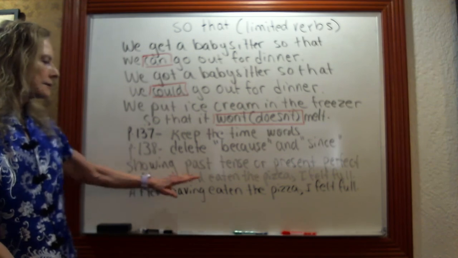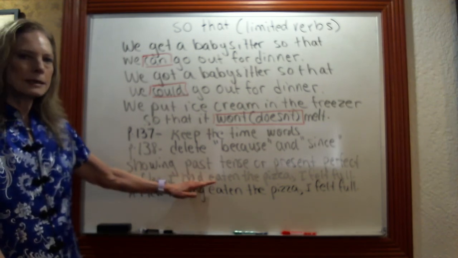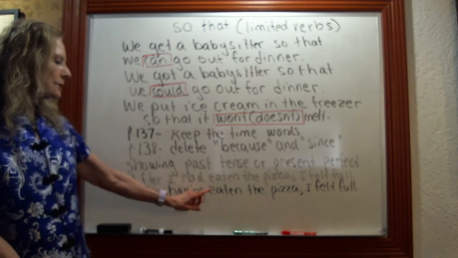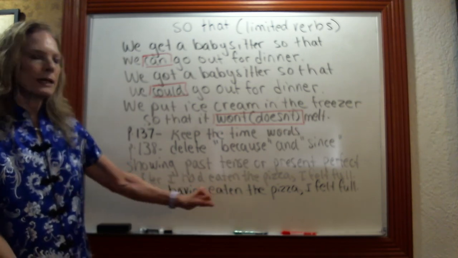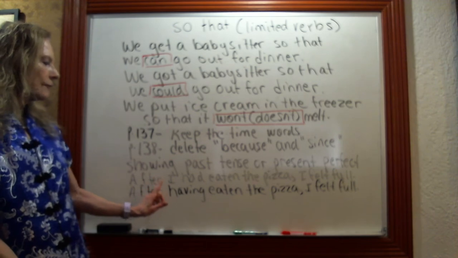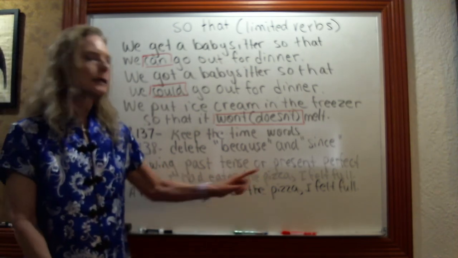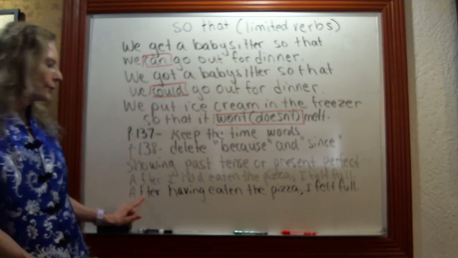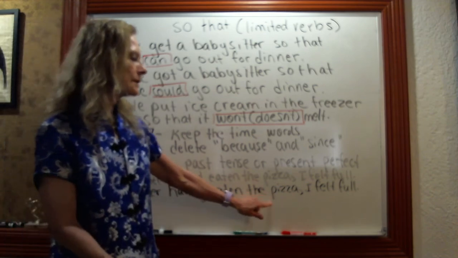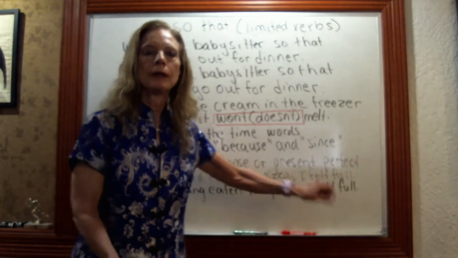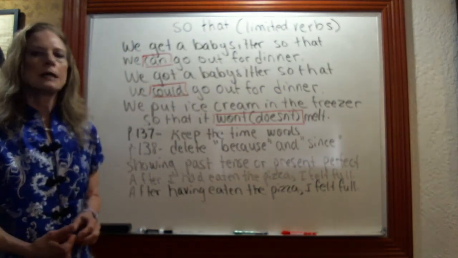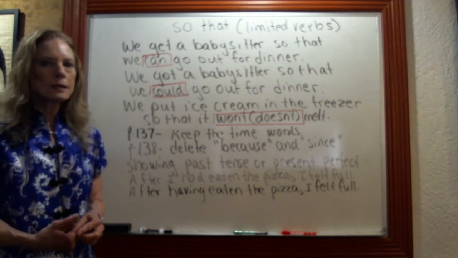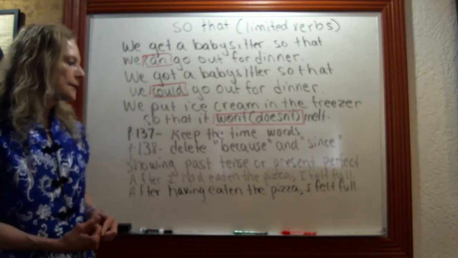And then sometimes to show a past or a present perfect, we'll use "having" plus something. So I would say, after I had eaten the pizza, I felt full. When I reduce, I keep my time word. After having eaten the pizza, I felt full. Or you could say, after she has done the work, she'll go to the movies. After having done the work, she'll go to the movies.